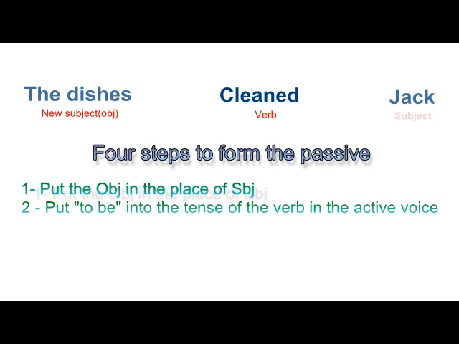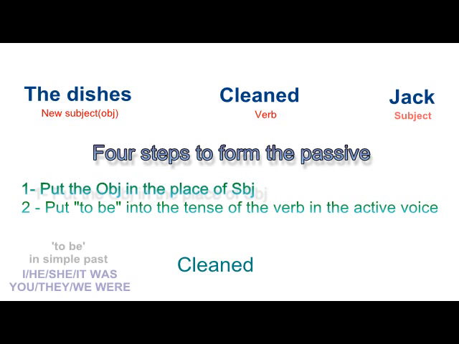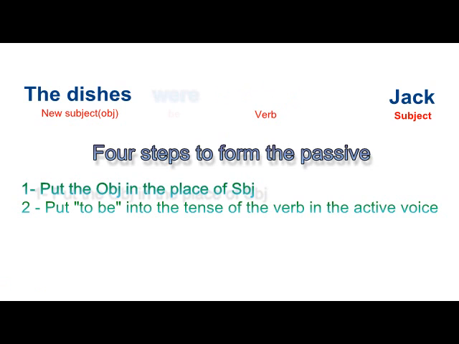Step number 2. Put to be into the tense of the verb in active voice. The tense of the verb in active voice, cleaned, is simple past, so we conjugate to be in simple past. I, he, she, it, was; you, they, we, were. And since the dishes is the subject, and the dishes can be replaced by the pronoun they, we say the dishes were.